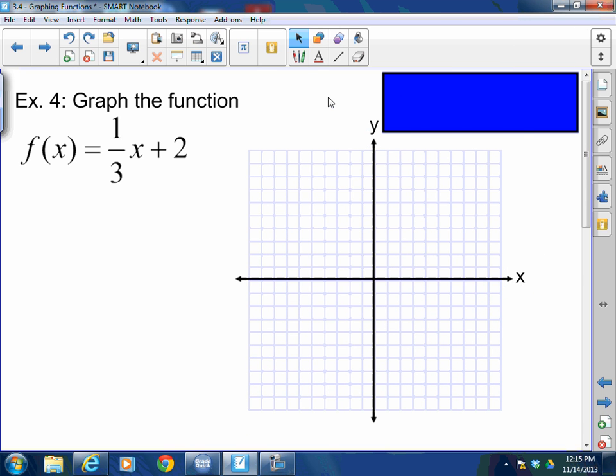Okay, my friends, I want to graph the function. Did they tell you what domain to use? Can I use the moral 5? You can, but do you want to?